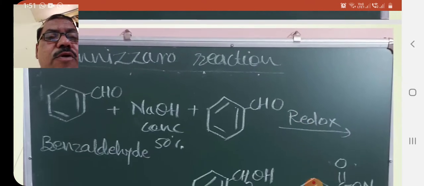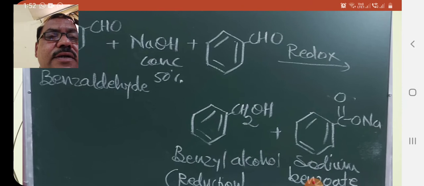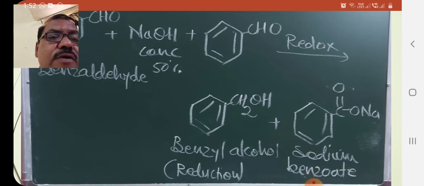The second example of the Cannizzaro reaction is when two molecules of benzaldehyde are reacted with concentrated NaOH. One molecule undergoes reduction and benzyl alcohol is formed. Another molecule undergoes oxidation and sodium benzoate is formed.